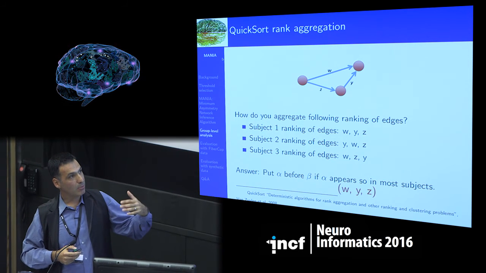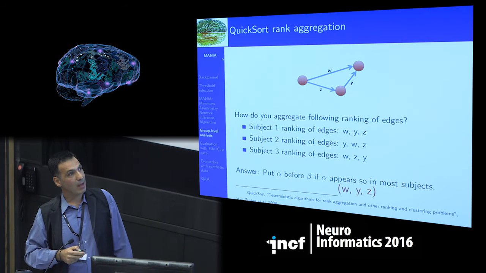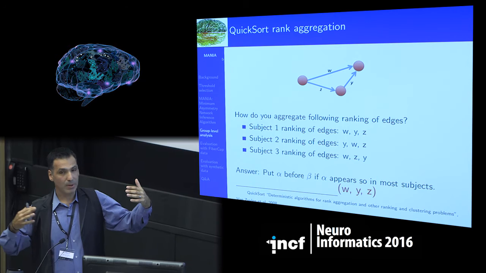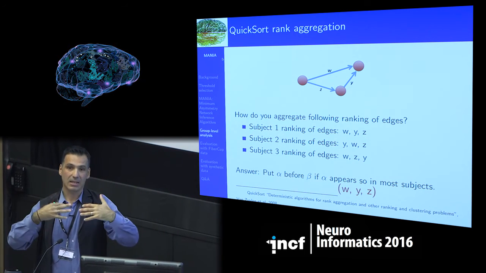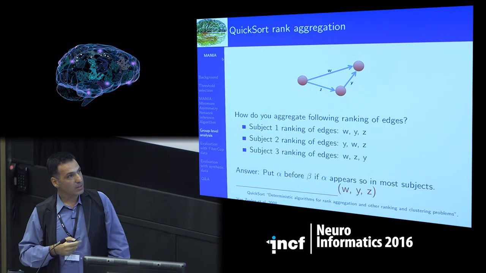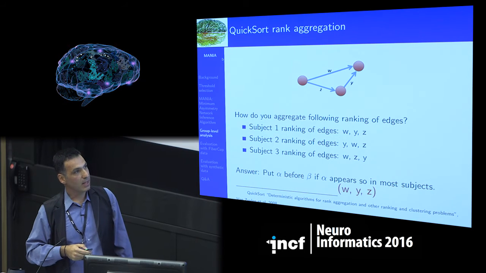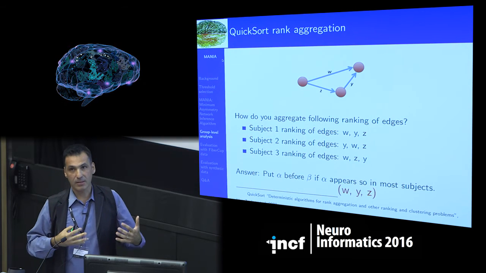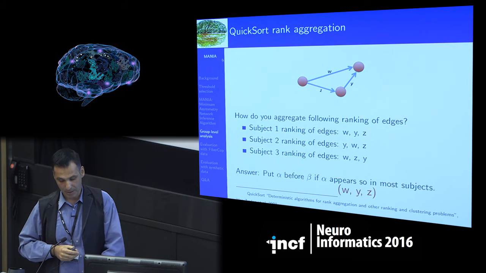And then we are dealing with a very classical problem in computer science, which is if you have a number of rankings for different subjects, how can you, quote unquote, average or aggregate the rankings? So there are many algorithms to do that. The basic algorithm that we use is that you say that a certain edge appears before another edge if that is the ordering of those two edges in most of your subjects. A very simple algorithm.